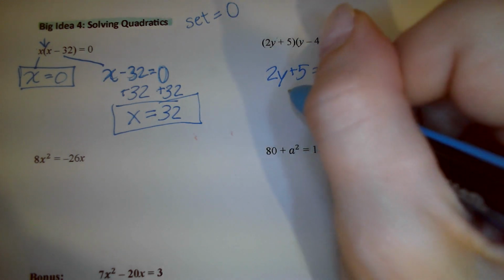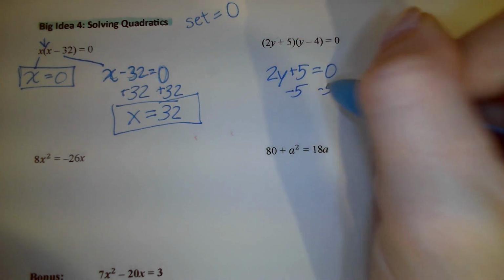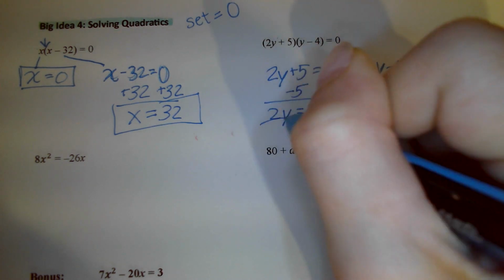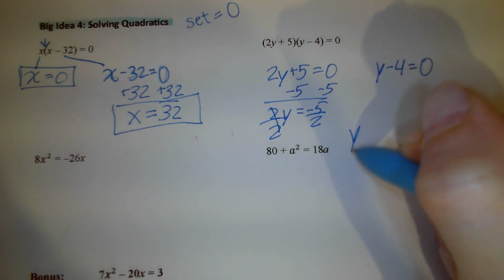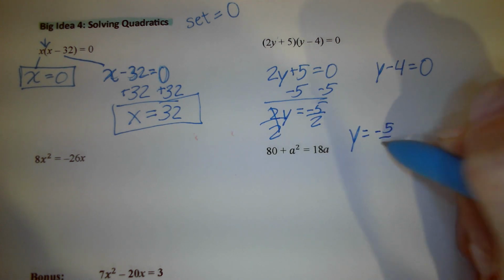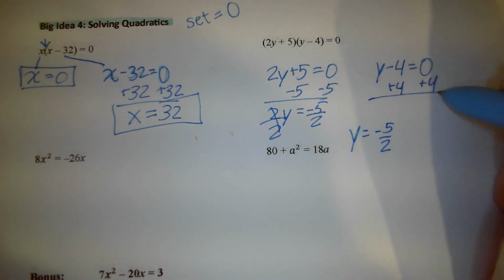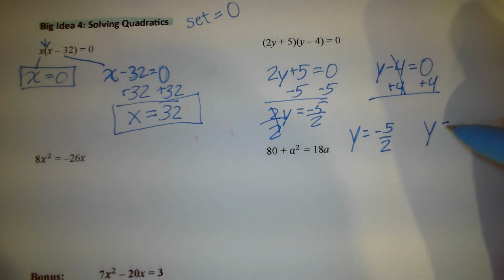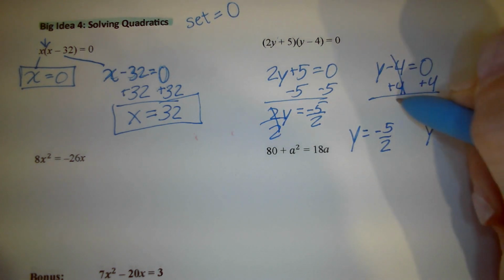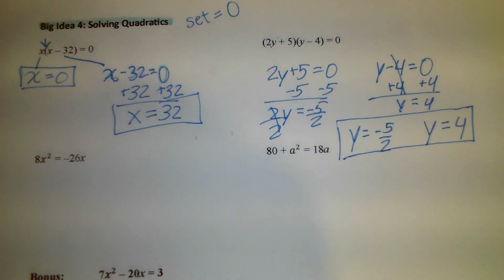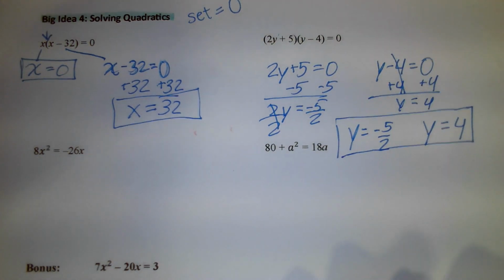Then let's get y alone. So subtract 5. 2y equals negative 5, divided by 2. So y equals negative 5 halves. And on this side, y equals 4. So that would be my answer.